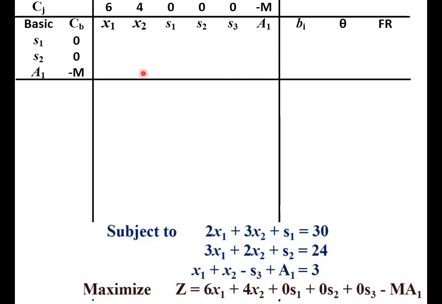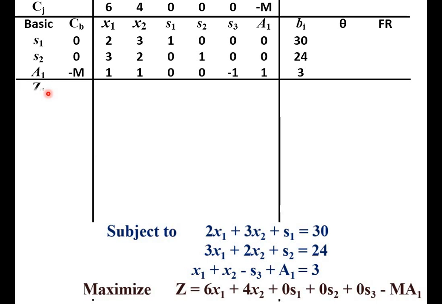In this region, you have to write the coefficients from the constraints. So here you can write the coefficients as 2, 3, 1, and for S2, S3, A1, which are not available, you can write 0. Similarly, you can write the coefficients from constraint 2 and constraint 3. Bi, the right hand side of the constraints, is 30, 24 and 3.